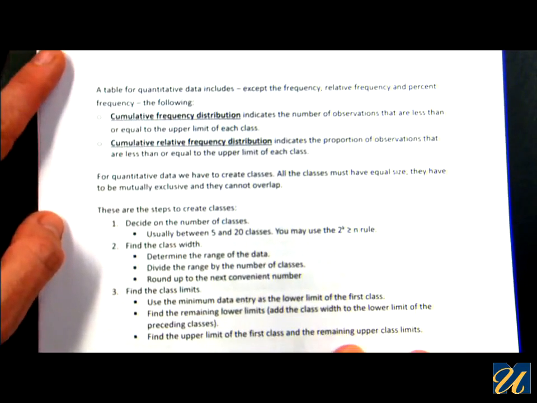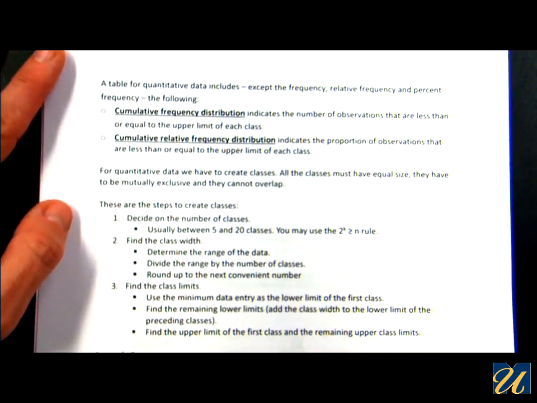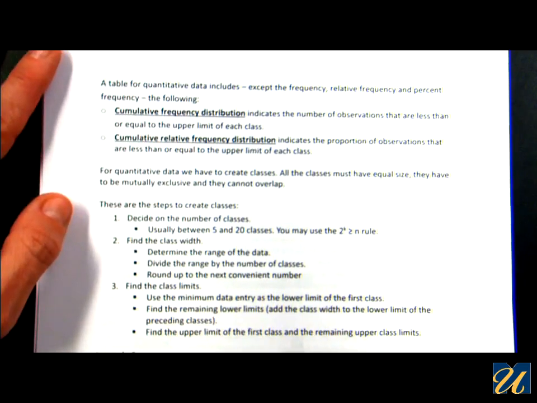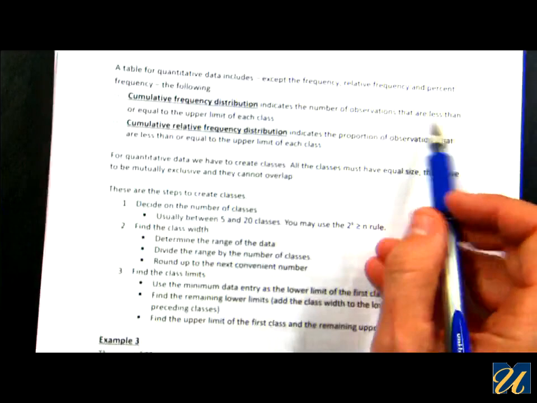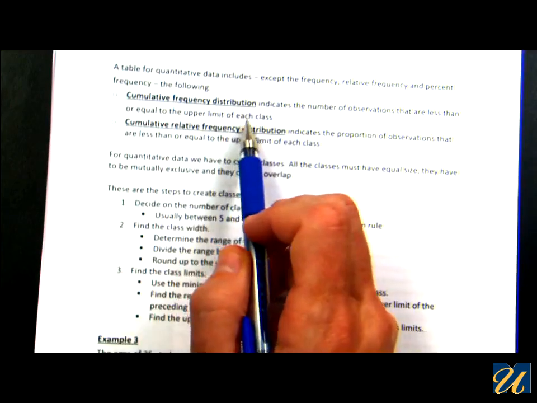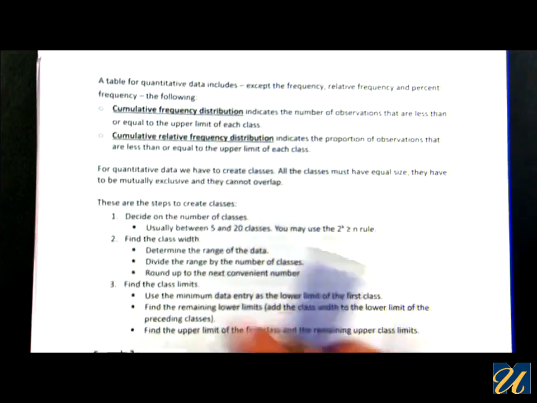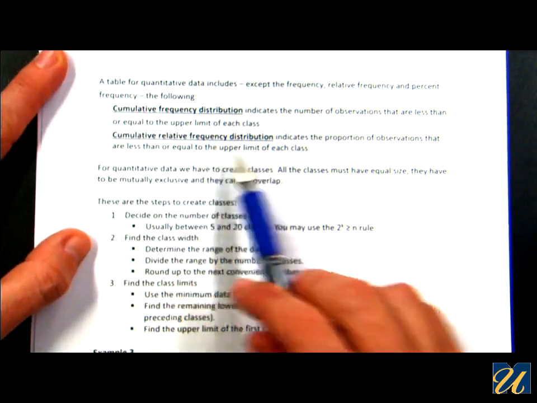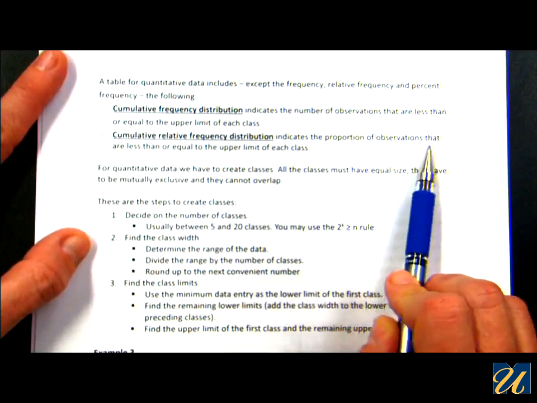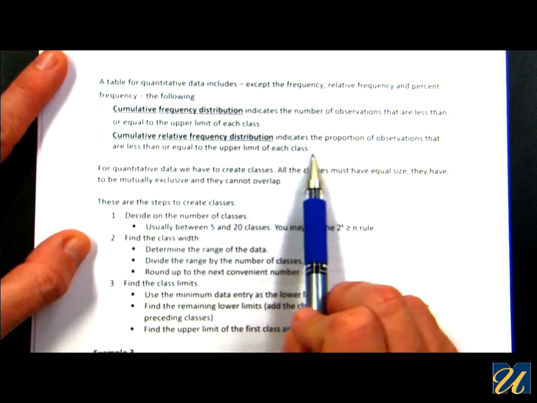Now, a table for quantitative data includes, besides the frequency, relative frequency, and percent frequency. It can also include the cumulative frequency distribution and cumulative relative frequency distribution. A cumulative frequency distribution basically indicates the number of observations that are less than or equal to the upper limit of each class. Cumulative relative frequency distribution is the same thing, but instead of frequency, we use relative frequency. So it indicates the proportion of observations that are less than or equal to the upper limit of each class.